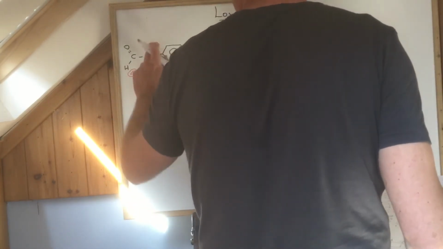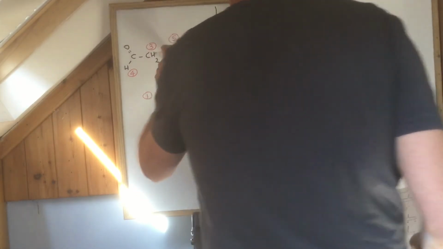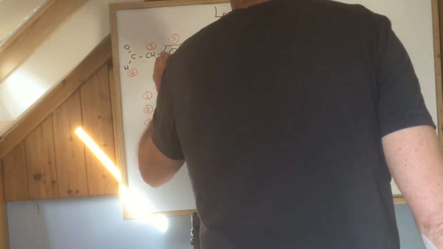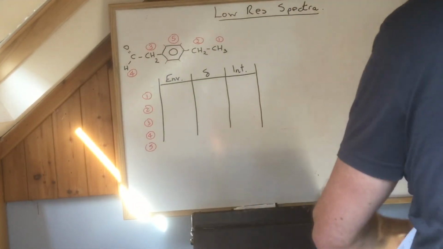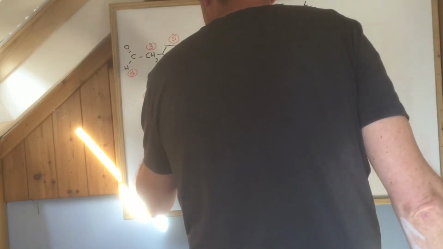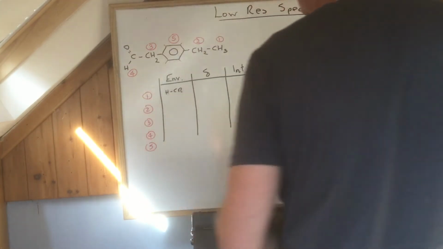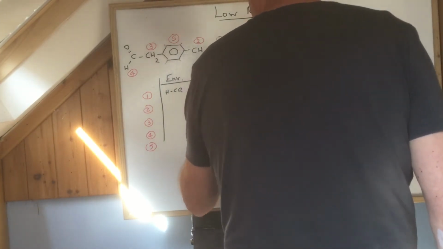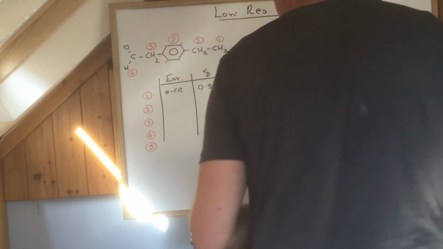I've missed an environment. 5. The protons on the benzene ring. There's 5 different environments. 1, 2, 3, 4, 5. See, easy to forget. There they are, look. 5 protons there, hidden away. Okay. So, let's start on this one. HCr, bang on. Right, hydrocarbon chain. Chemical shift, 0.5 to 2. Integration, there's 3. Job done.